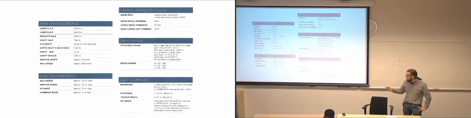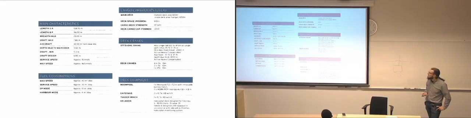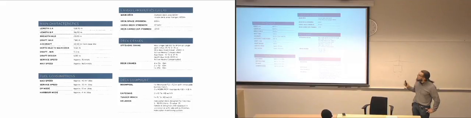So fuel consumption, a little bit of how much fuel they use each day. They have quite a lot of cargo capacity on deck, so 2,200 tons. And the strength is just like on the diving vessel, so they can handle 10 tons per square meter.